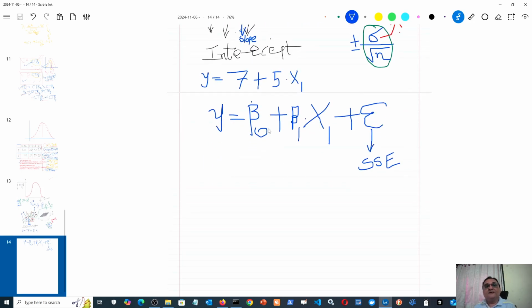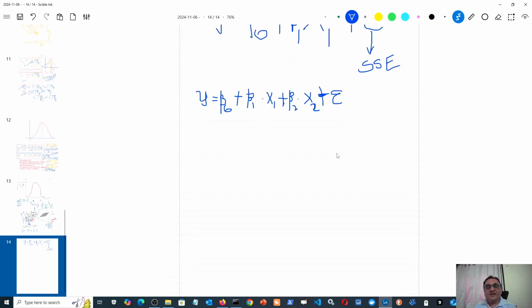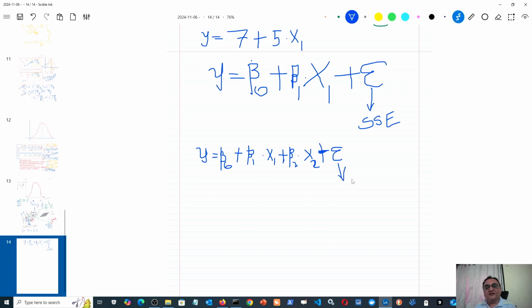We have seen the case of only one independent variable, but it might be possible that there are two independent variables, so that your equation becomes beta 0 plus beta 1 x1 plus beta 2 x2 plus epsilon. So that means this is my total sum of squared error.